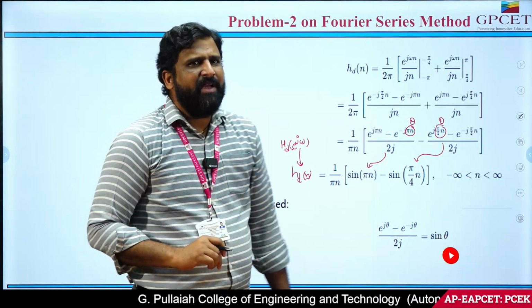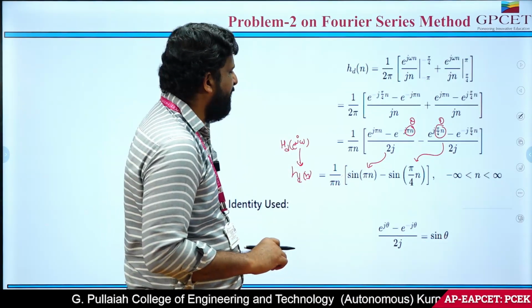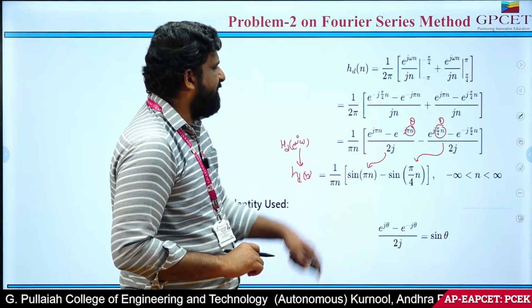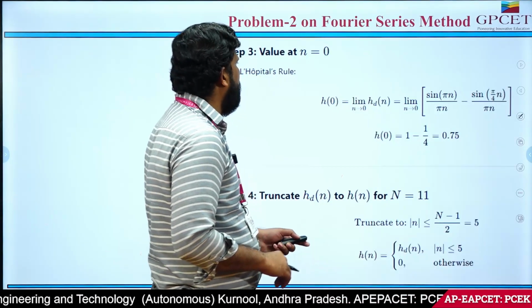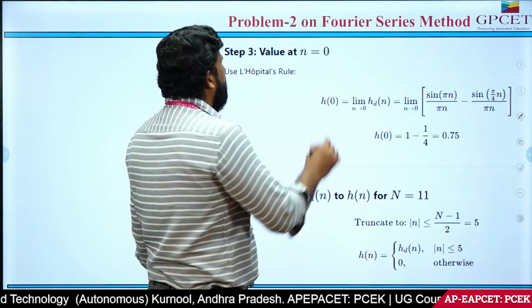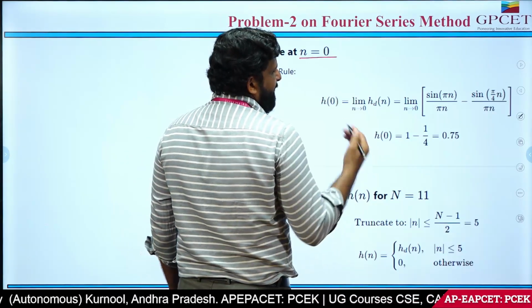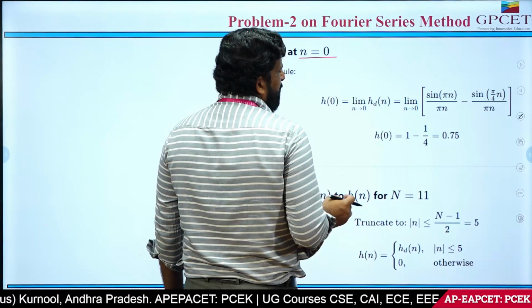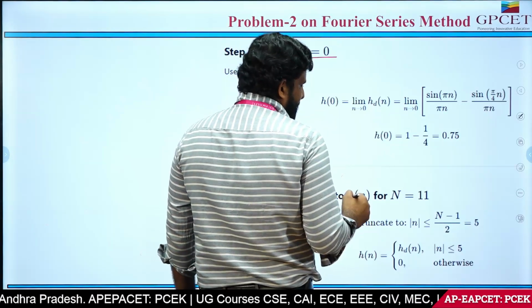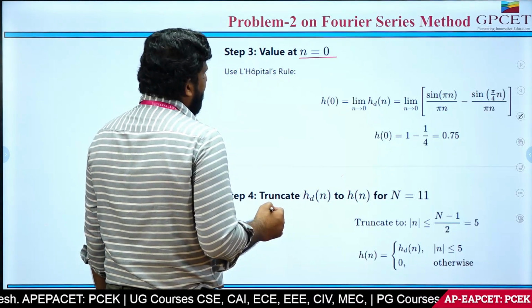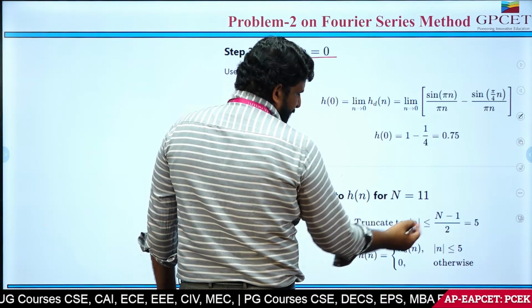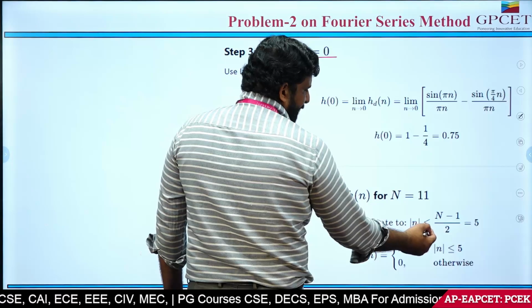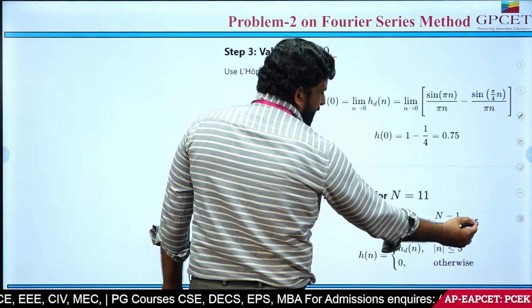So it is in the infinite duration. To convert this infinite duration into a finite duration, we need to truncate the formed value. After truncation, the value for n is equal to 0, the same as in the previous example. Given n is equal to 11, we truncate the value for mod n less than or equal to (n minus 1) by 2, that will be equal to 5.